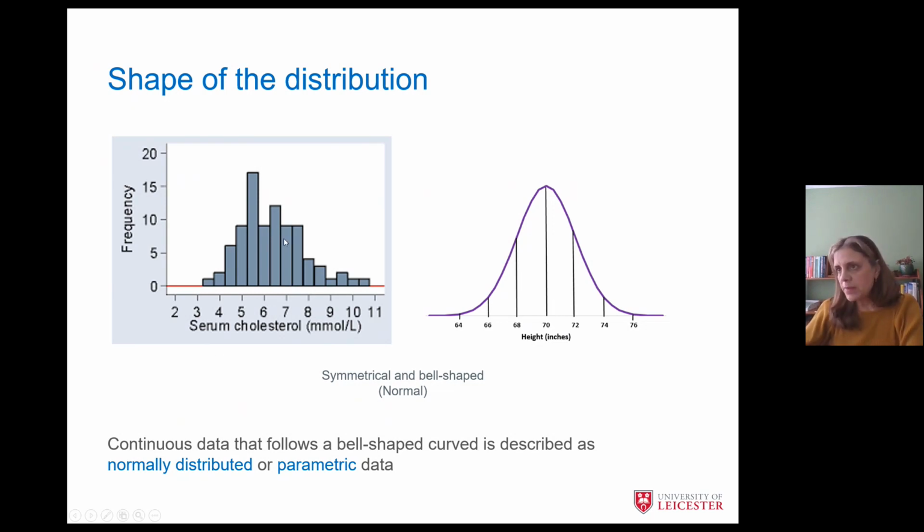And although there's a bit of a skew in this cholesterol data, so you can see there's a tail end here where there's more people with higher values, and this tail is longer than those at lower values, so there's a little bit of a skew, overall I would say that's fairly normally distributed, and I would be happy to treat that as parametric data.